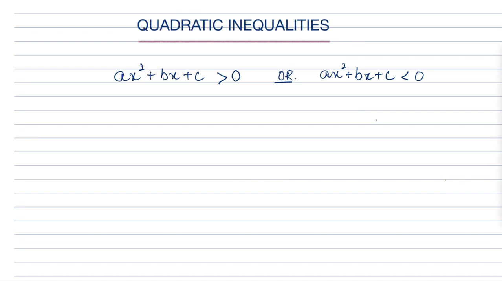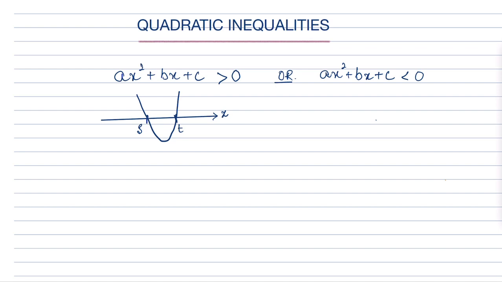For these inequalities, greater than 0 or less than 0, with the coefficient of x², a, being positive, my quadratic curve has a minimum turning point, and in this case the x-axis intersects the curve at 2 points. Let's say the two points, the two x-intercepts, are S and T.